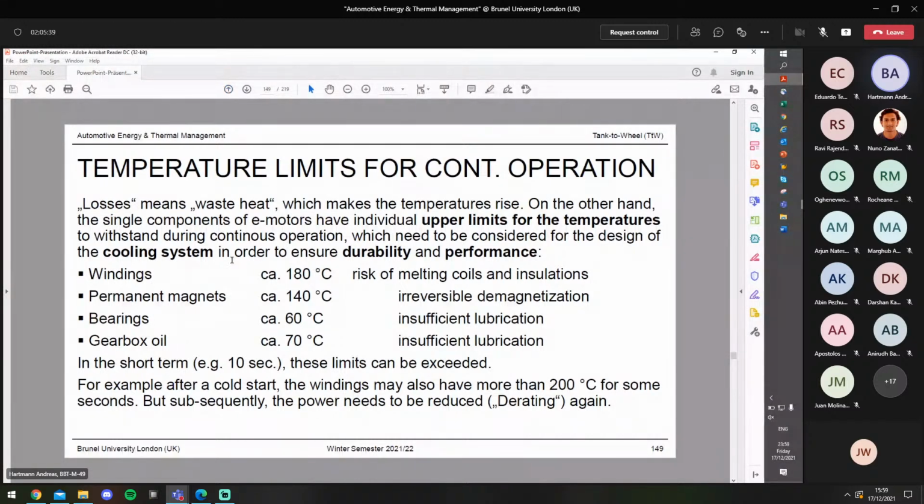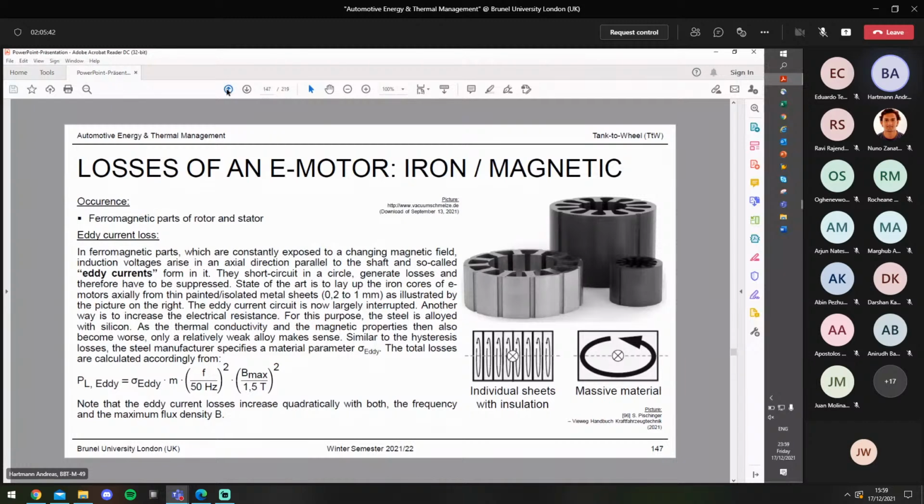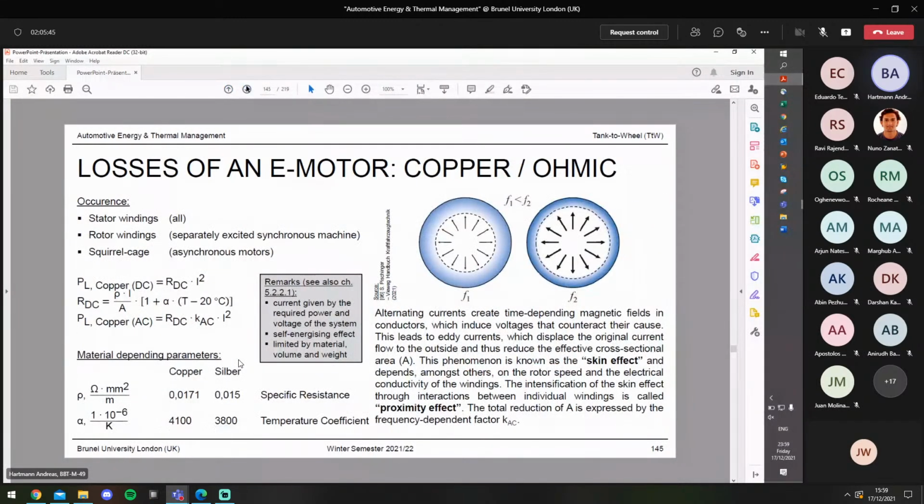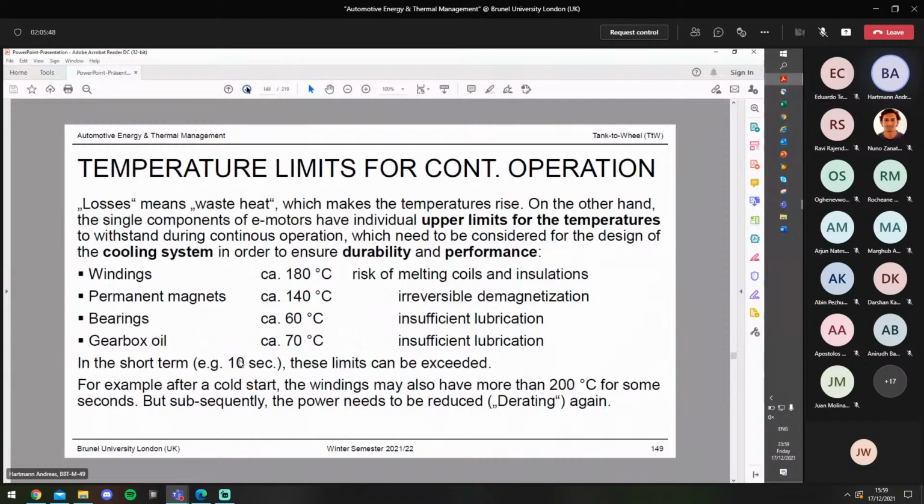So for example, the windings of the e-motors, which are highly affected by the copper or ohmic losses, might not exceed temperatures of 180 degrees Celsius. The permanent magnets might not exceed temperatures of 140 degrees Celsius, because otherwise they will face irreversible demagnetization. The bearings might not exceed 60 degrees Celsius, and the gearbox oil might not exceed 70 degrees Celsius in order to ensure a sufficient lubrication.